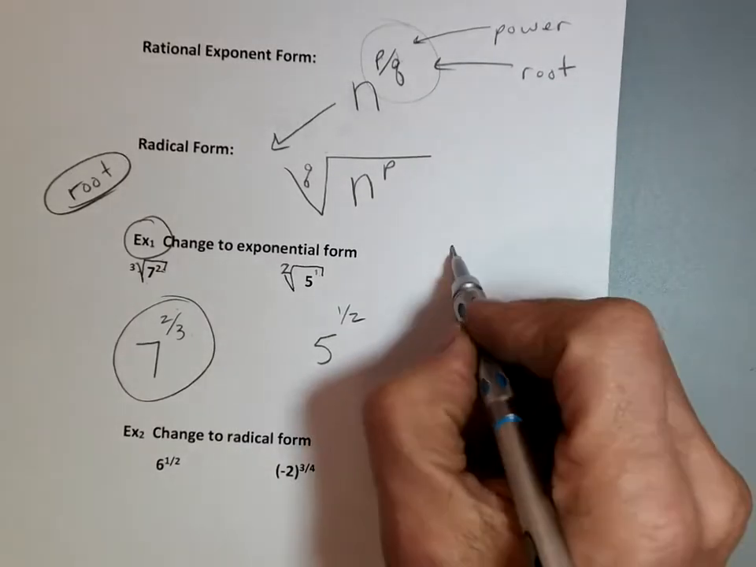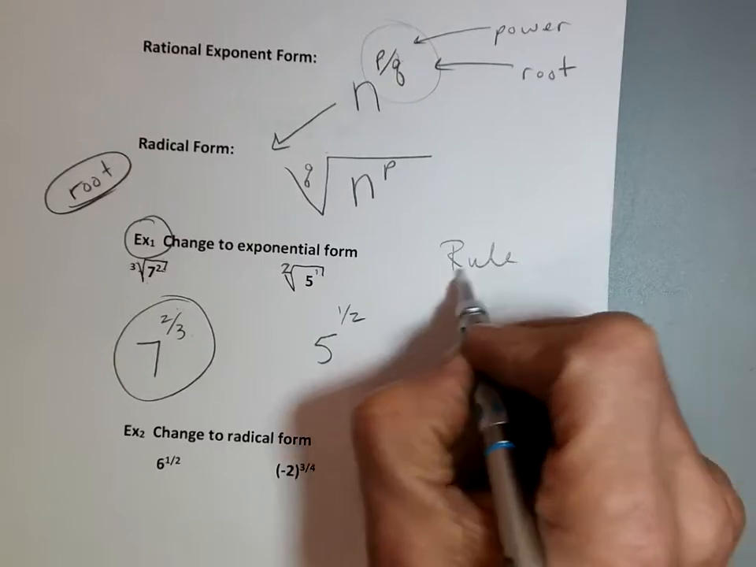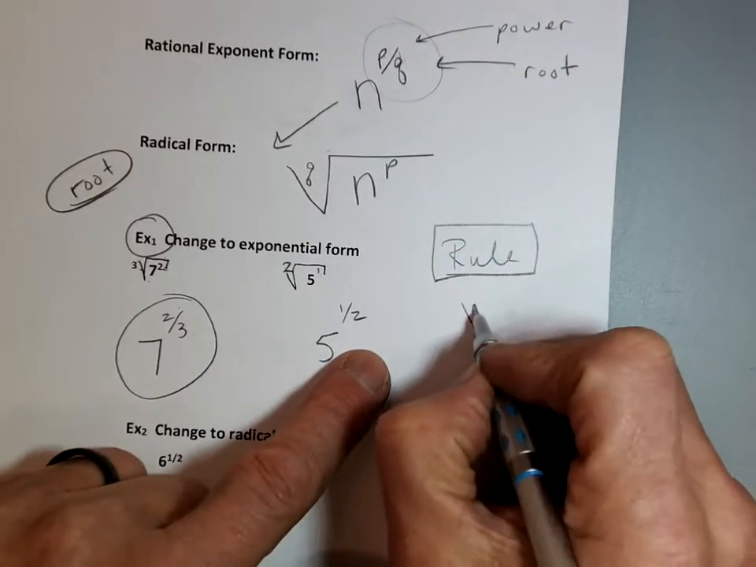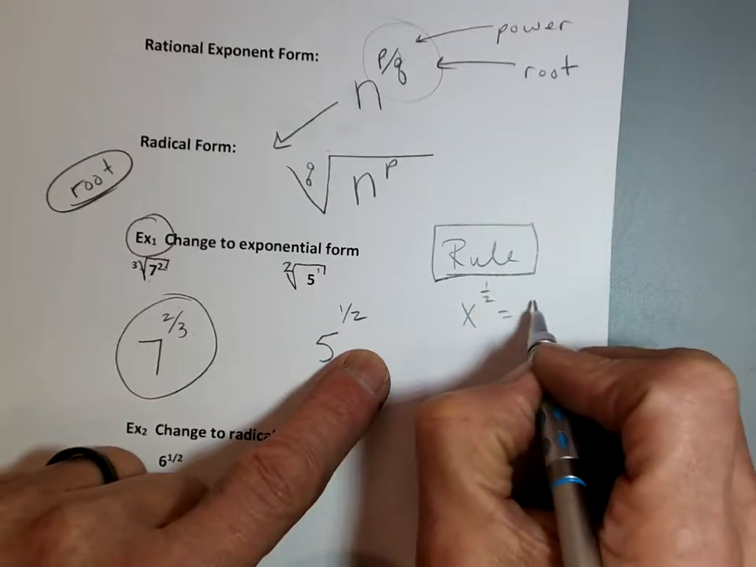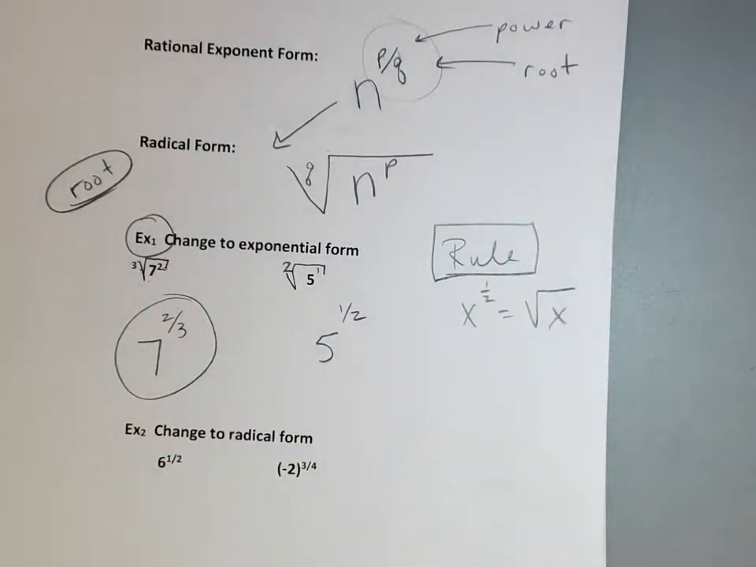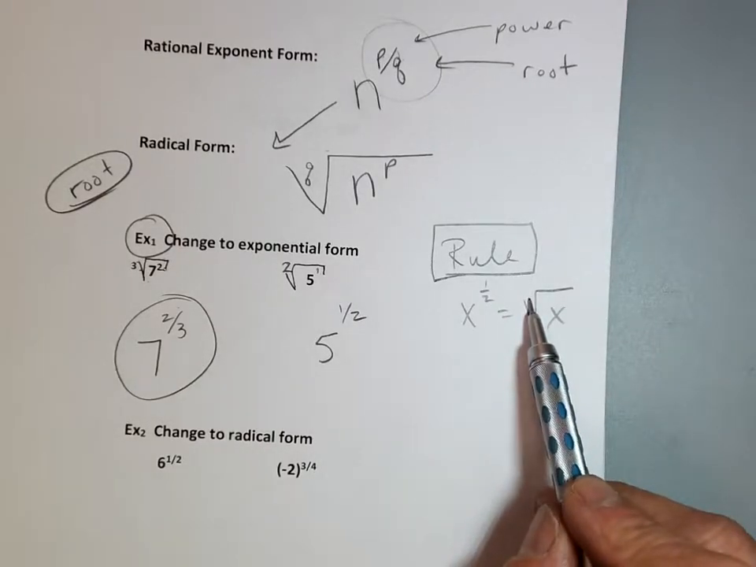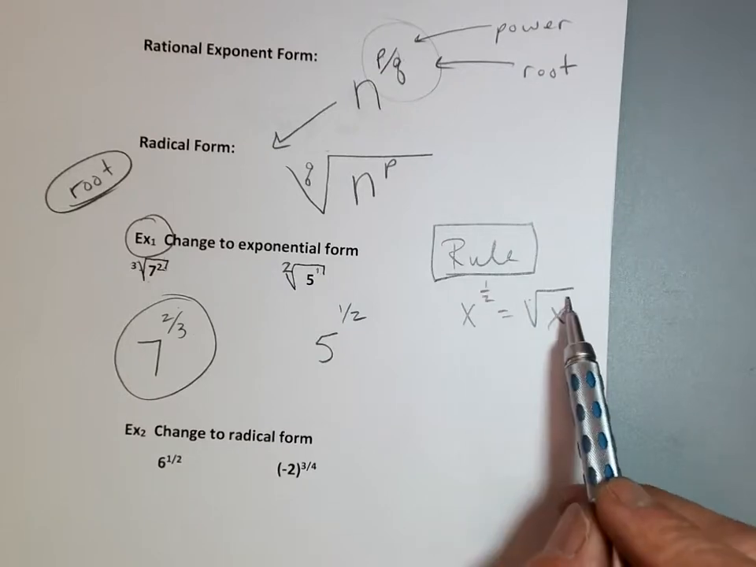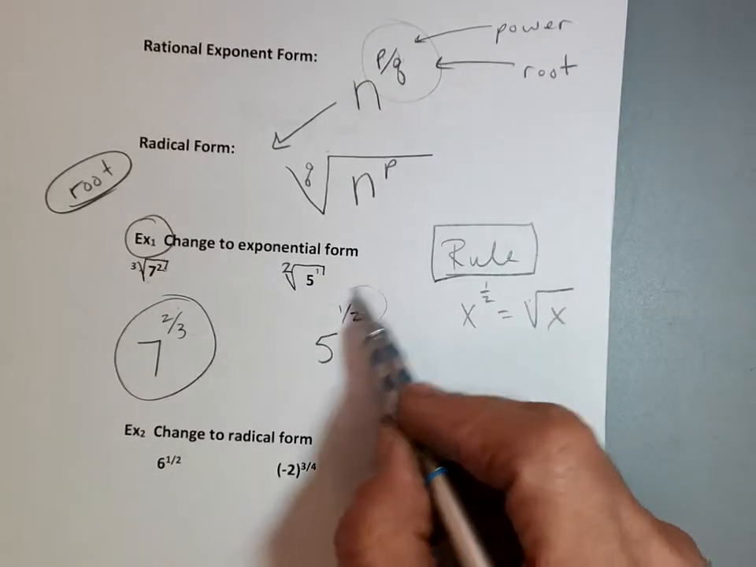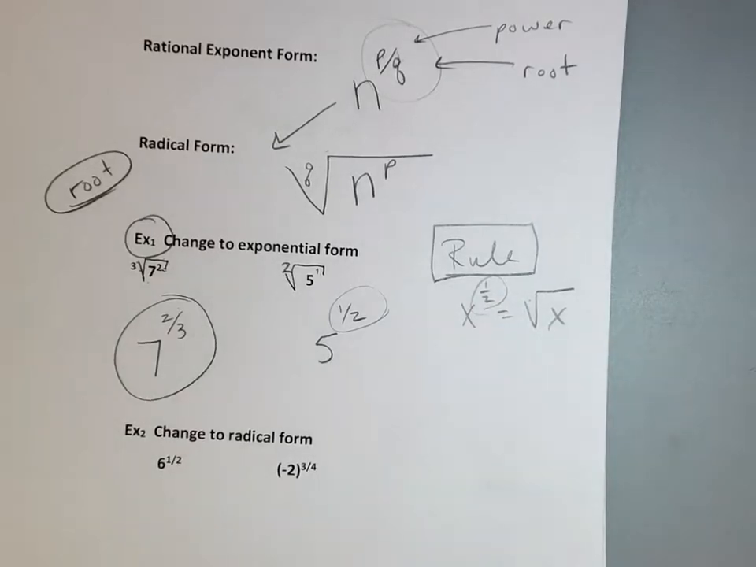A little rule here. One that you're going to need to know all the way through calculus and beyond. If you see x to the 1/2 power, it means the square root of x, okay? Here's my rule. When you see 1/2 power, it means square root. Because the 2 could be here, invisible, and the 1 is here, invisible, okay? So when you see a 1/2 power, it means square root, okay?